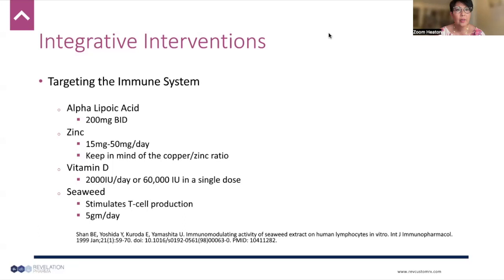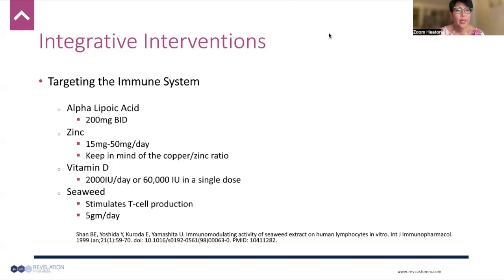Zinc is a powerful antioxidant and anti-inflammatory mineral. It acts to quell inflammation, scavenge free radicals, support the immune system, heal wounds, and support fertility. Clinically, zinc supplementation alone can actually reduce inflammation markers and oxidative stress, which are basically two factors that endometriosis is renowned for. Doses are 15 milligrams to 50 milligrams a day. Just keep in mind the copper to zinc ratio, which is actually 15 to 1, zinc to copper.